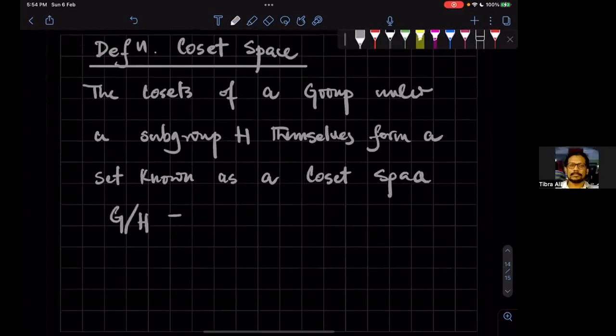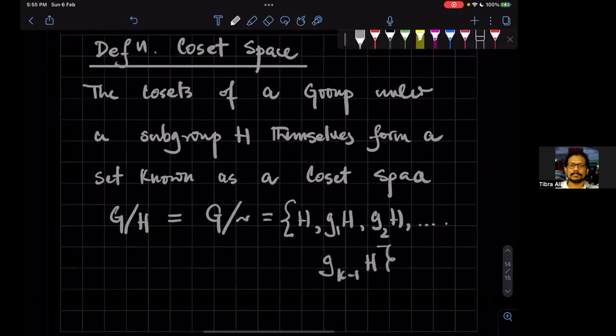And so G over H is G up to the equivalence class, and it consists of, say, H, G1H, G2H, dot, dot, dot, G(k-1)H. Okay? So the elements of the coset space themselves are sets, which are cosets. Okay? Is it clear what I mean by coset space?